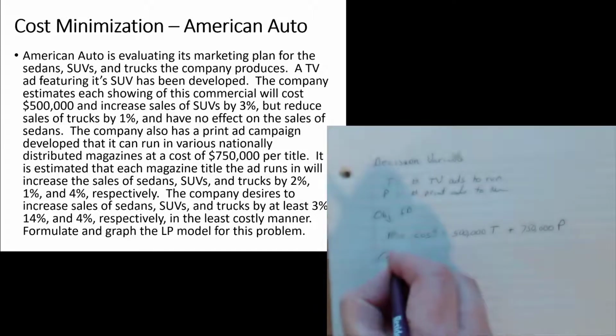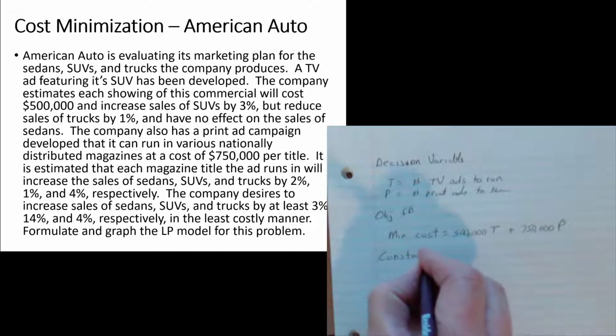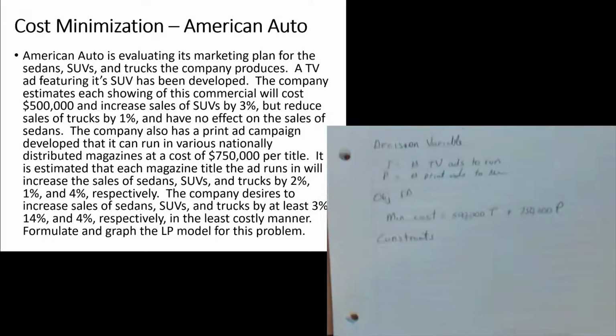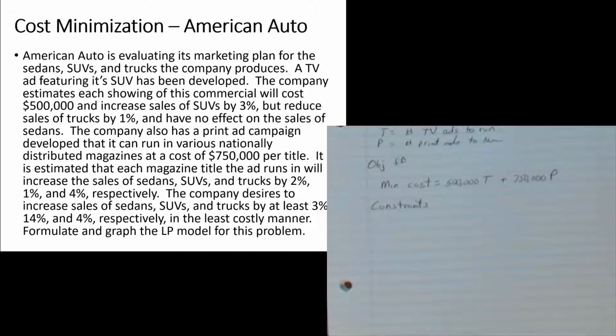Next step is my constraints. Now there are lots of words in there on the constraints, right? So this is the little tricky part. Like when we did the profit maximization, the key word there was requirements, right? Those are things that set limits on us. Well, desires is a limit too. It's like a requirement. And when we see that we desire to increase the sales of sedans, SUVs, and trucks by a minimum amount, those are setting some requirements for us.